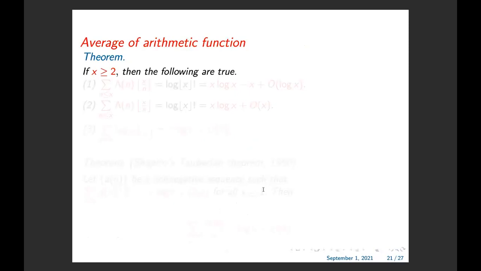So now we see some averages of arithmetic functions, and it is quite useful in number theory when you study distribution kind of problems. You study some averaging of some arithmetic functions. So these are very useful in number theory. So if we consider x greater than or equal to 2, then the following are true.